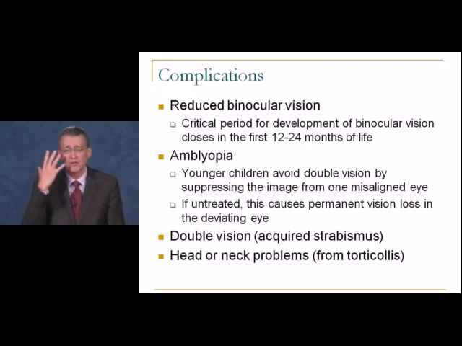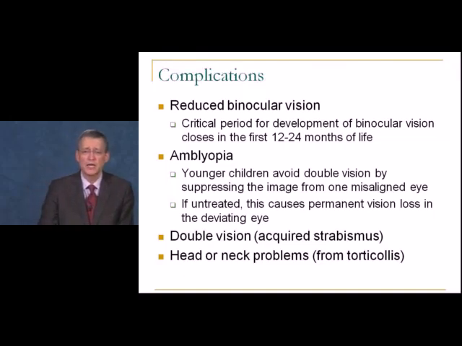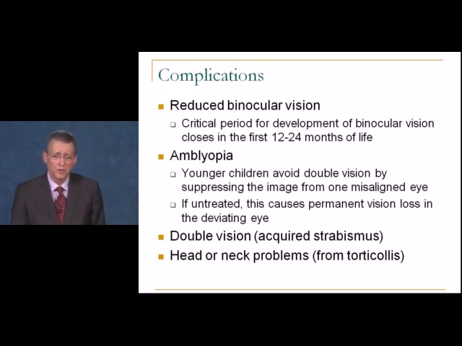You might as well have a cataract in there, or you might as well have a patch over the eye they've suppressed, and so they get amblyopia if it's untreated. So you don't actually have to treat the strabismus to make the amblyopia go away, as long as you just do patching, and we'll talk about amblyopia more in a minute. Double vision, if you get acquired strabismus. Head and neck problems from years of torticollis that kids can develop from having strabismus.